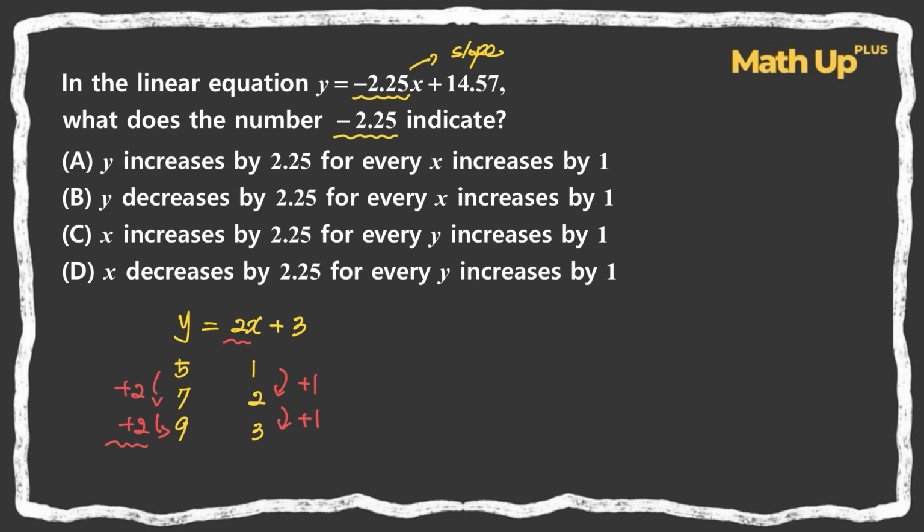slope. If the slope is positive, y increases by the value of the slope. If the slope is negative, y decreases by the value of its slope. Does that make sense? So back to this question.